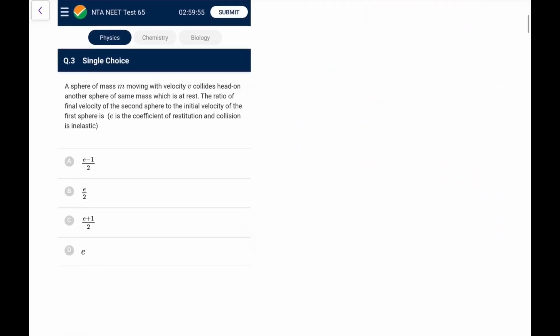Now the next one, third. A sphere of mass m moving with velocity v collides head-on with another sphere of same mass which was at rest. Ratio of the final velocity of second to the initial of the first sphere is, assuming e is the coefficient of restitution and collision is elastic. So first of all, we will write m into v plus 0 would be equal to mv1 plus mv2. v1 is the final velocity of first, v2 is the final velocity of second, and from the coefficient of restitution equation we will have v2 minus v1 is e times u1 minus u2, that is e times v. So these are the two equations we have.